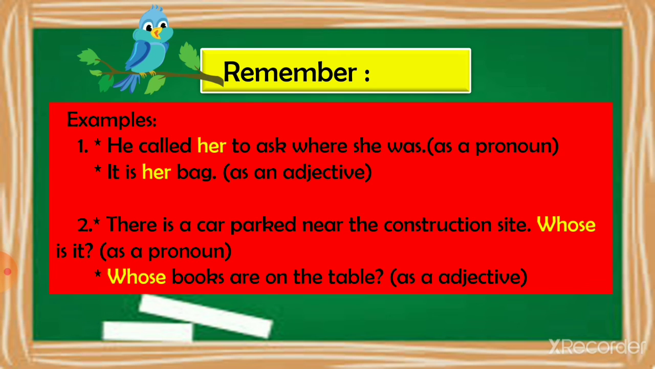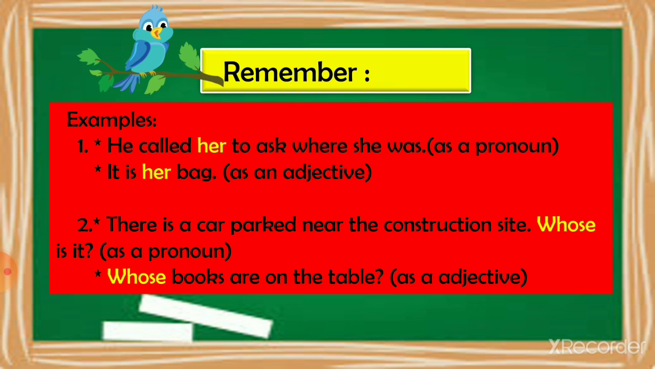Now here the pronoun is her and it is not followed by a noun. So it is used as pronoun. It is her bag. Now here her is followed by bag, which is a noun. That means it is used as an adjective. There is a car parked near the construction site. Whose is it, right? So here whose is a pronoun. It is used as a pronoun.